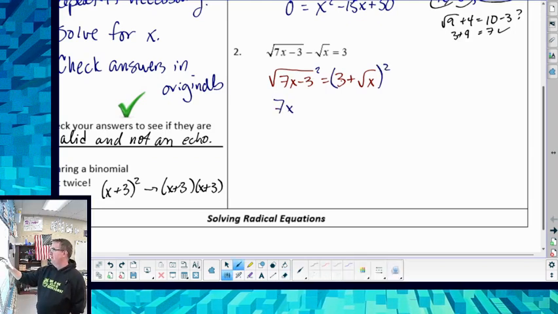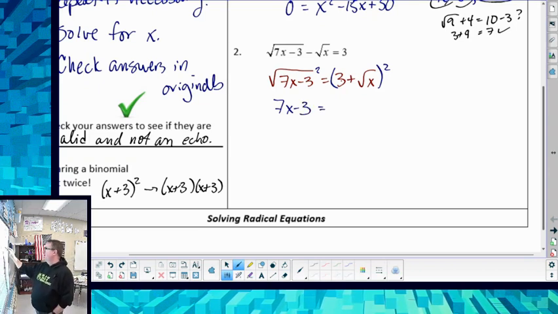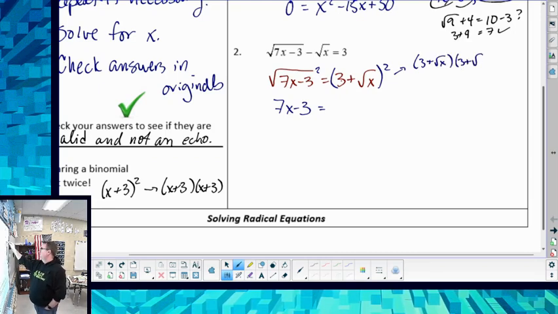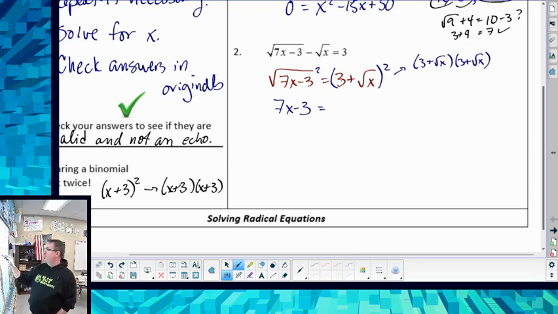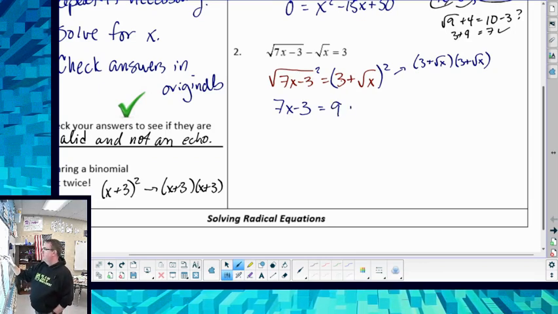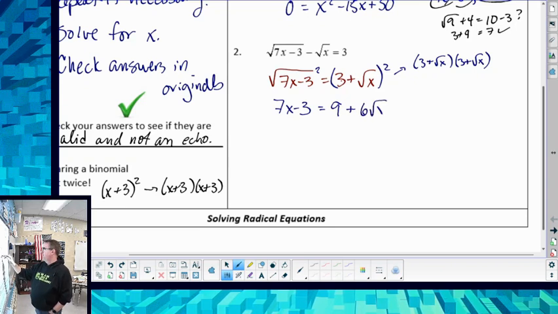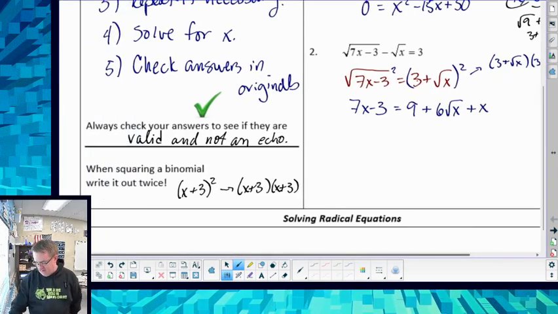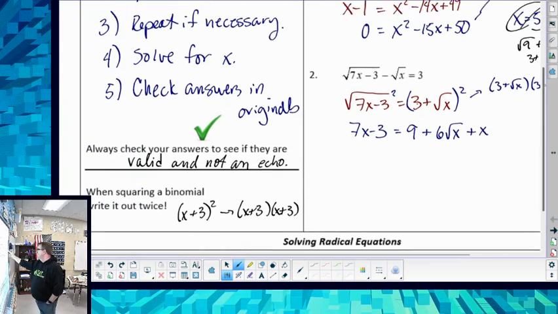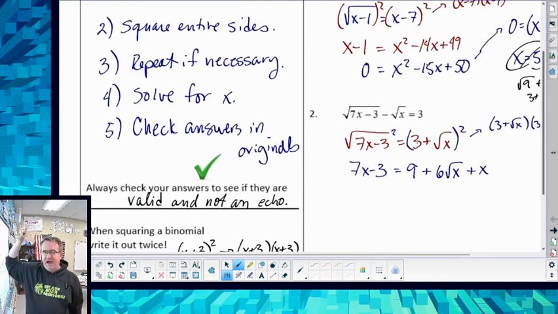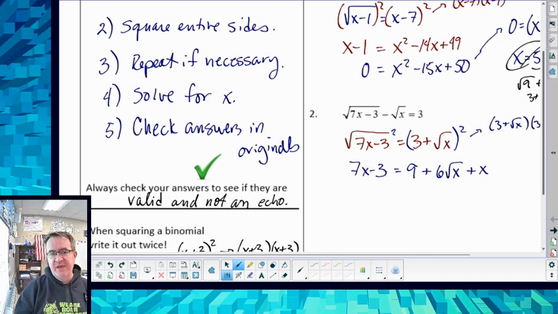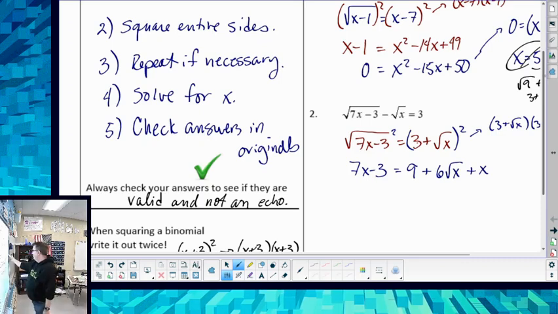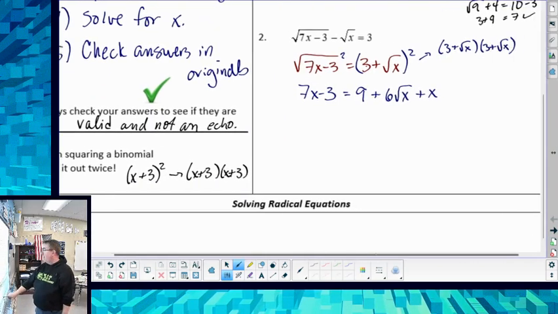This turns into 7x minus 3 equals, now again, if it's helpful, please write this out. So you're going to get a middle term. That's going to become 9 plus 6 square root of x plus x. Now again, remember back up over here, we had this statement that says repeat if necessary. So we isolated one of the roots, we squared both sides, and now we went from 2 radicals to 1. So now we're going to go through and do it again. You're just going to keep going until the radicals are gone.